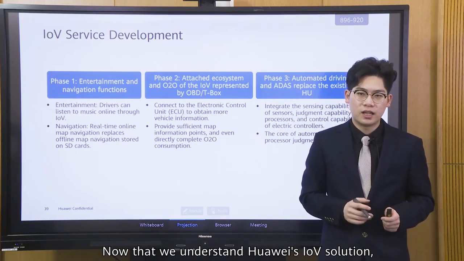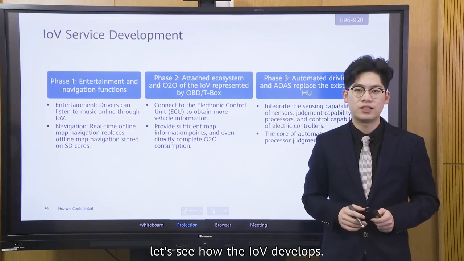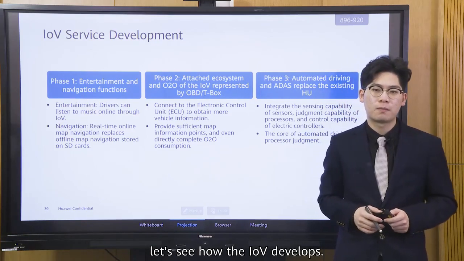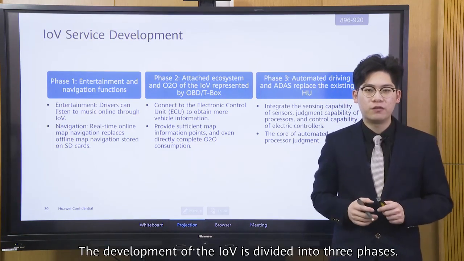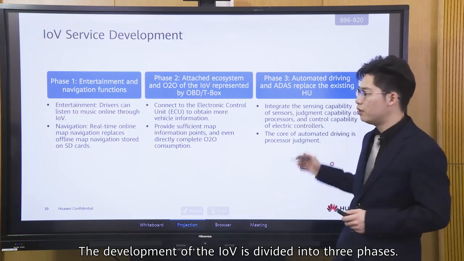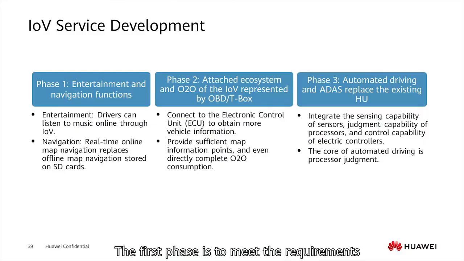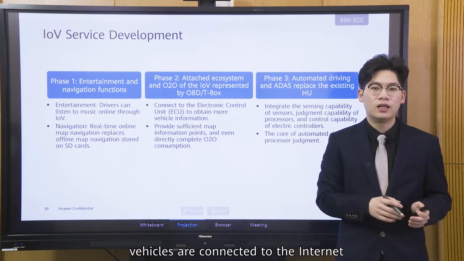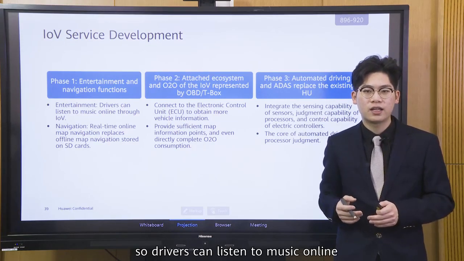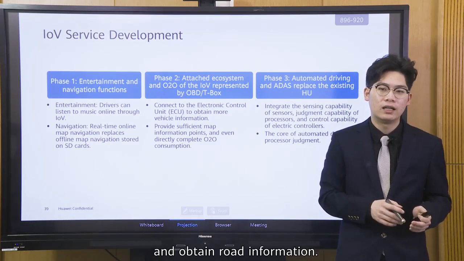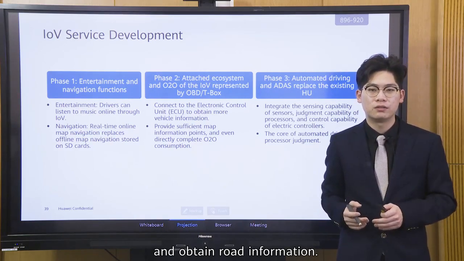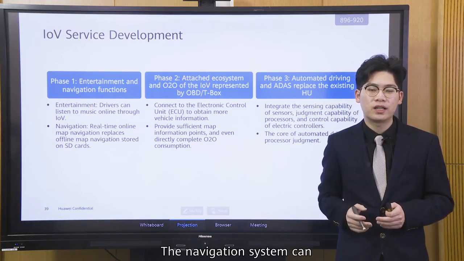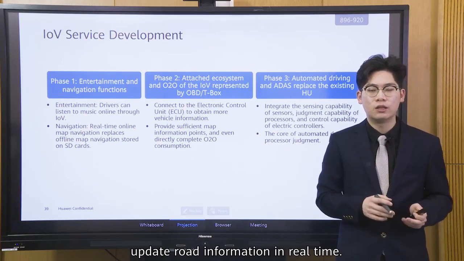Now that we understand Huawei's IoV solution, let's see how the IoV develops. The development of the IoV is divided into 3 phases. The first phase is to meet the requirements of entertainment and navigation. In this phase, vehicles are connected to the internet, so drivers can listen to music online and obtain road information. The navigation system can update road information in real time.